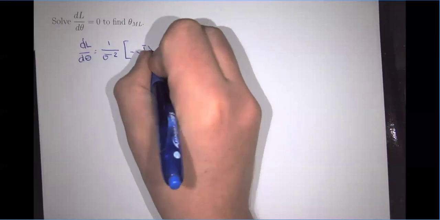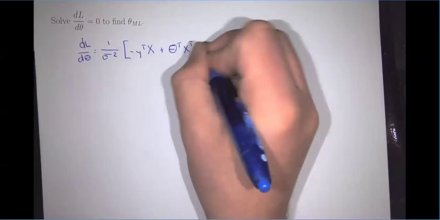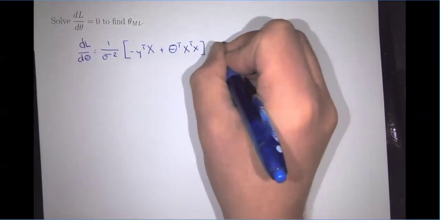In our linear regression problem, we've found dL/dθ. Now we want to set it equal to 0 to find our optimal parameters. So to recall, we know dL/dθ is equal to 1 over σ² times negative yᵀx plus θᵀx. And we want to set that equal to 0.